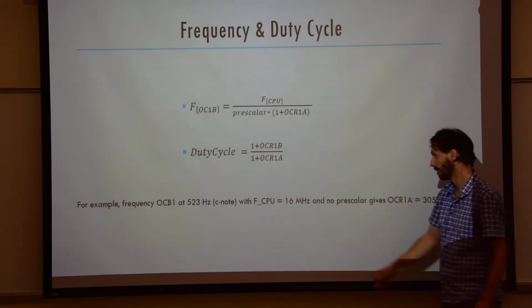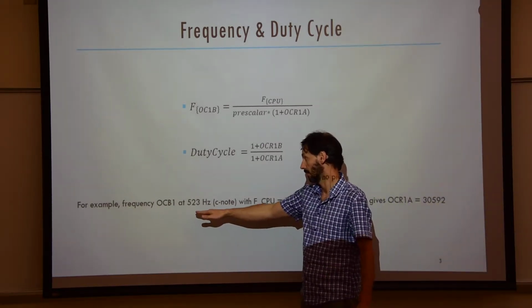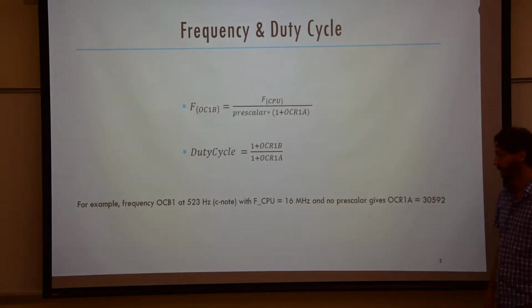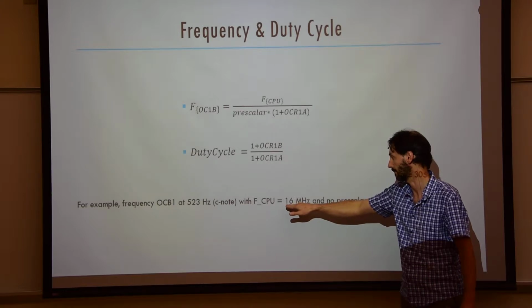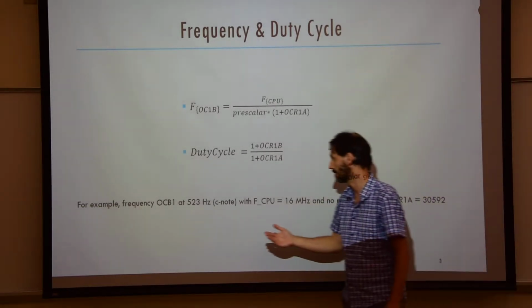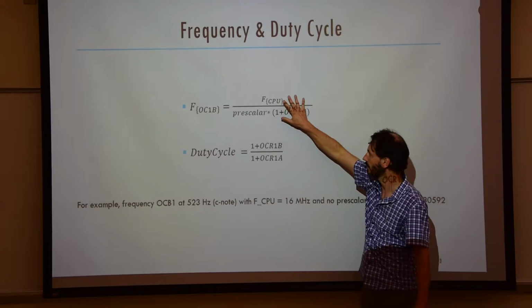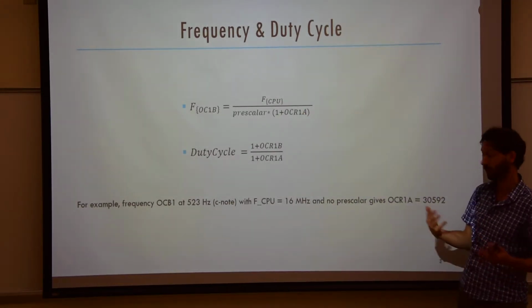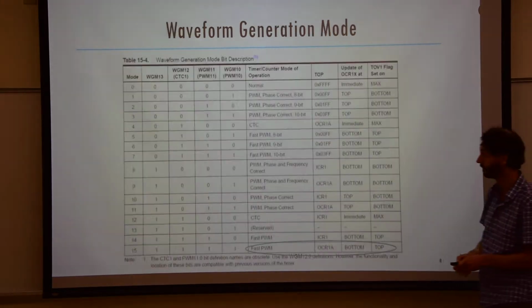Okay, so for example here, if we're thinking about a 523 hertz C note with a certain clock cycle, say 60 megahertz, and no prescaler, then if I want to create 523 hertz, I need to set the OCR1A register to something like this. So you can do these types of calculations using this particular formula, and if you want to have a specific type of duty cycle, you can compute it like that.